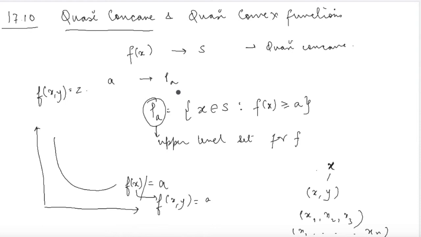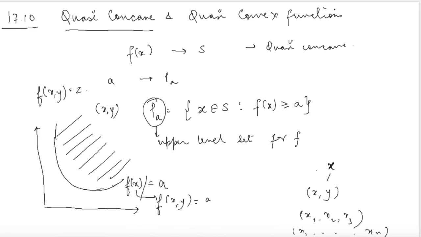Now PA, which is the upper level set for value a, will comprise all x points, meaning all input points, meaning all such coordinates, such that the function value is a or greater than a. And we can clearly note that the points satisfying f of x equal to a are basically the points on this curve, and all the points here will be those points where the function value will be greater than a. So let's look at this figure and it will be more clear.